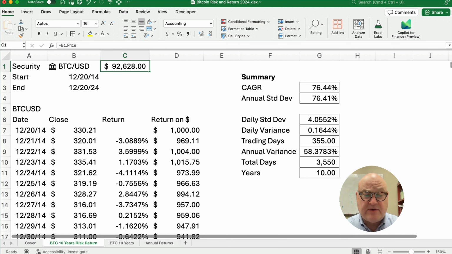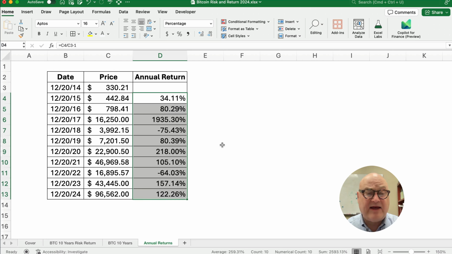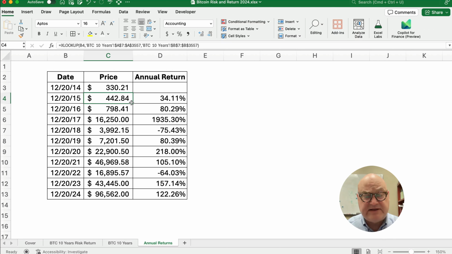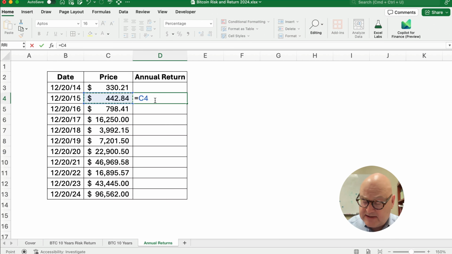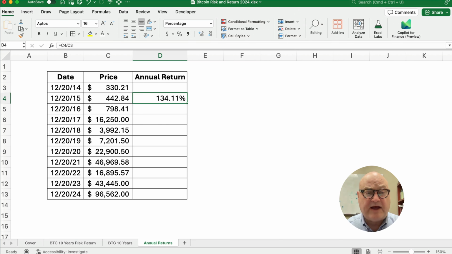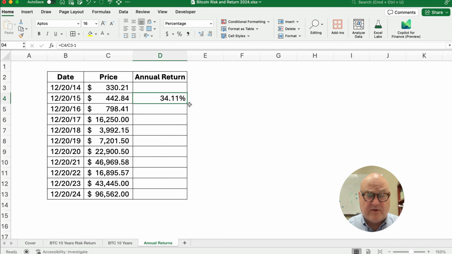All right, now the other way we can do this is with the annual returns. Here I've built these annual returns to be helpful for you. The price started out at $330, and each year we have an annual return. I just pulled the price from each of these dates. Here's how we calculate it: we take the ending price divided by the beginning price. That's 134%. We have to subtract out the 1, so you had a 34% return, and then all the way down.